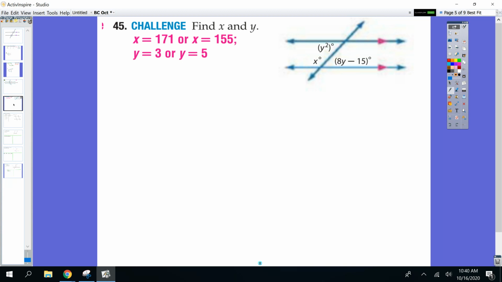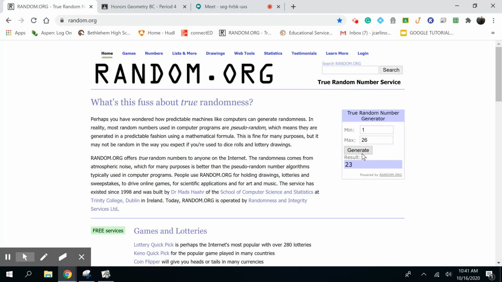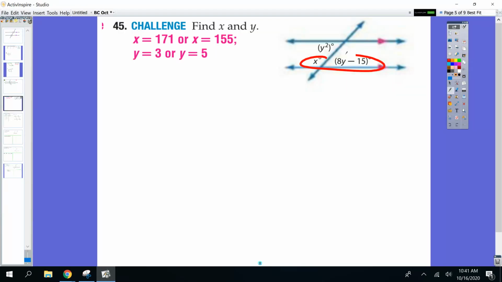Here we go. Find X and Y. I know it said challenge, and I warned you guys that some factoring was going to happen here. Luke, here's my question. What's the relationship between those two angles, X and 8y minus 15? They're supplementary. They're linear pairs. Do I want to add them and set them equal to 180, though? Why do I not want to add them and set them equal to 180? What's going to happen, guys?